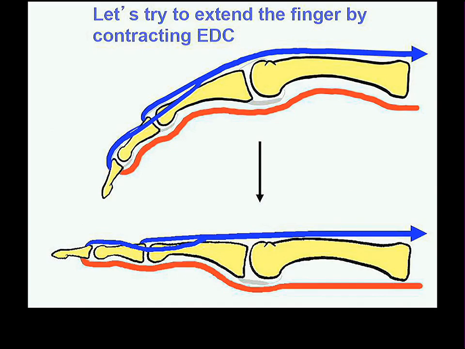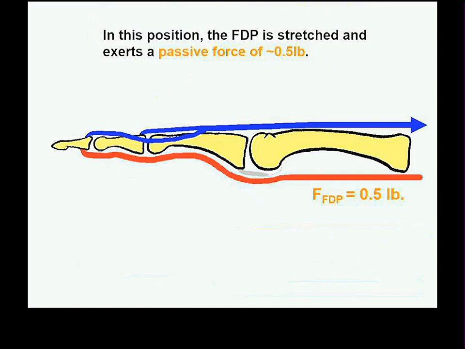All right. Now, here's the trick. Let us try to extend a finger by contracting the extensor digitorum communis. That would seem to be a very simple thing to do, wouldn't it? You just contract that extensor digitorum communis, or either of those other two accessory extensor muscles, pull on the extensor assembly, and then just straighten out your finger. Okay, let's try and do it.